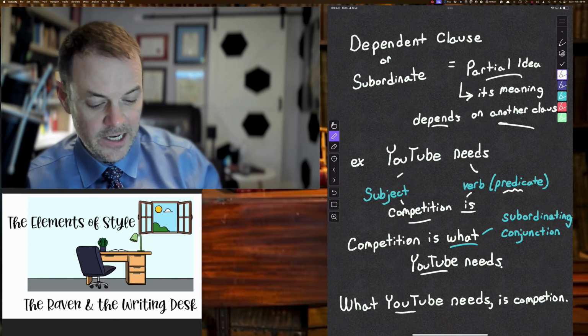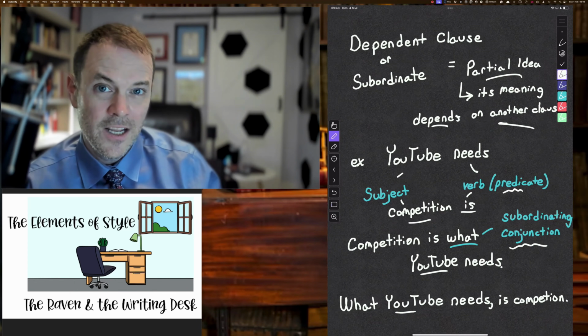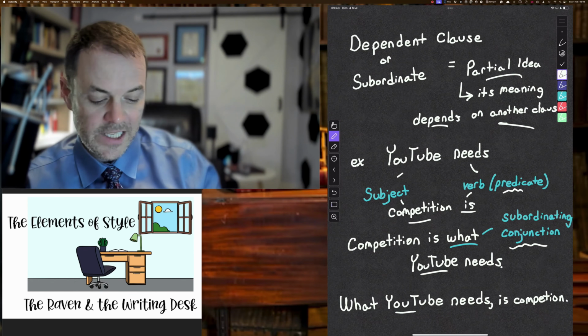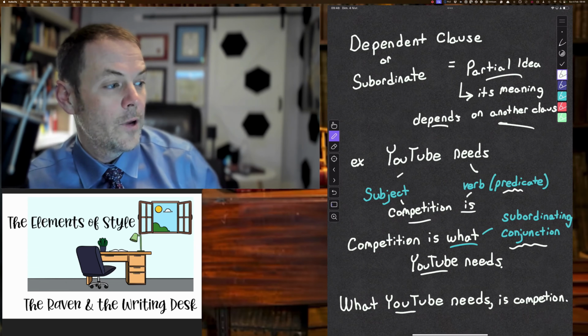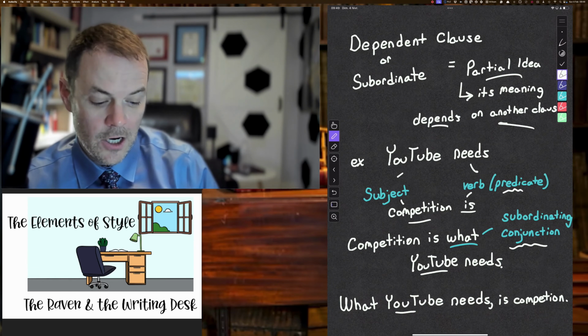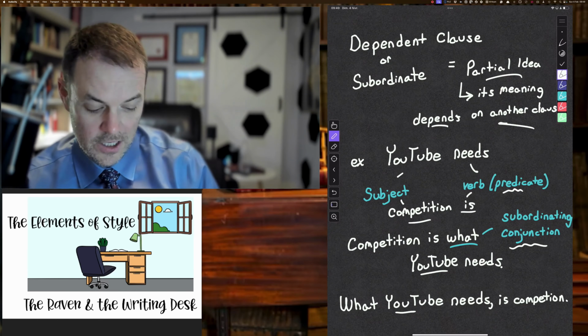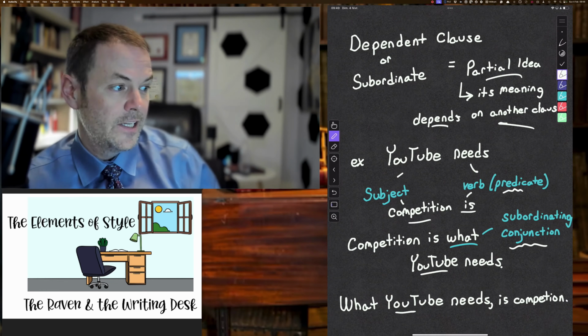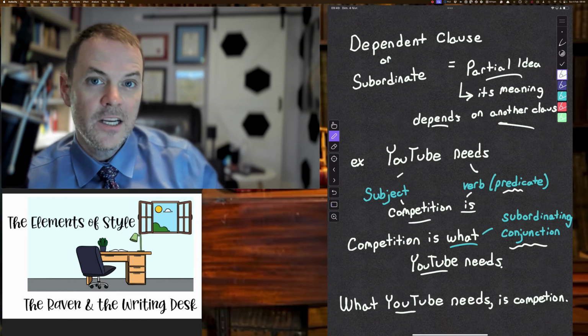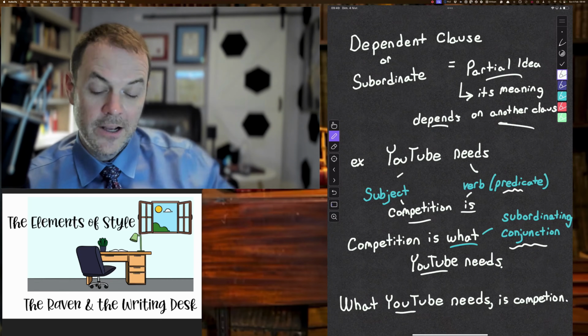In this case here, the word "what" serves as a subordinating conjunction. And unless you're an English teacher, you don't have to worry about those terms. I'm just pointing out all the technical stuff going on here. The point is the 2 dependent clauses come together to form an independent clause. I could also reword things to say, what YouTube needs is competition. But enough about this, you know what a dependent clause is.